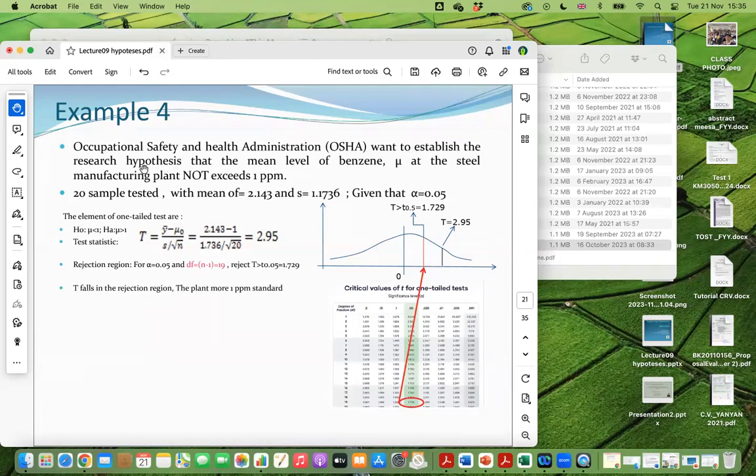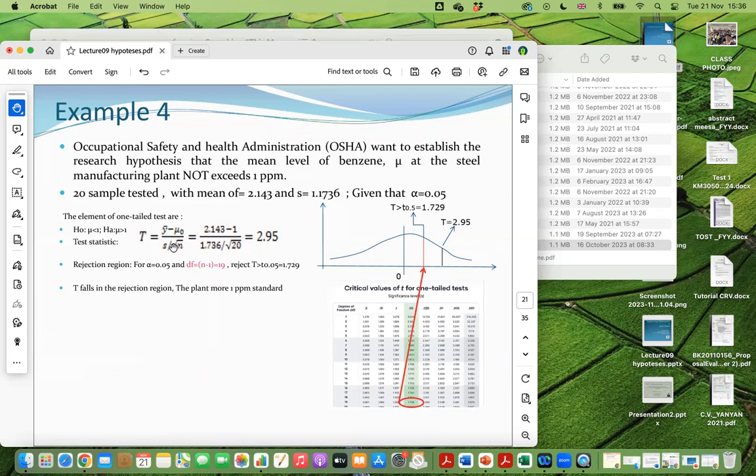OSHA wants to establish whether the level of benzene at a steel manufacturer does not exceed 1 ppm. They tested 20 samples with the mean and standard deviation, and they set the significance level at 0.05. First, we set the null hypothesis, which is not exceeding, meaning less than 1 ppm. The alternative will be more than 1 ppm.